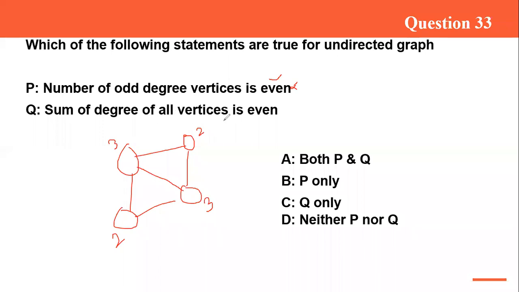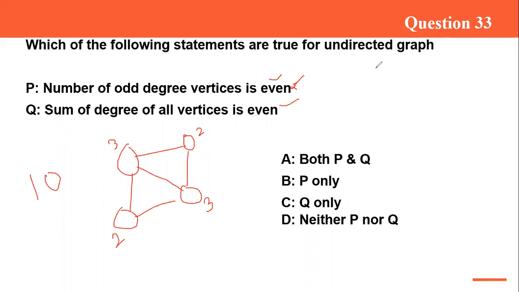Now, sum of degrees of all vertices is even. This one is obviously true everywhere. Adding the degrees, it will always be even. See, 3 plus 2 plus 3 plus 2 is 6 plus 4, 10. That will always be true in any graph you take. Q, but this one we have to check carefully. The second one will never be false. You take any graph, the second one will always be true. The first one can be false in a few cases, but the second one will never be false.